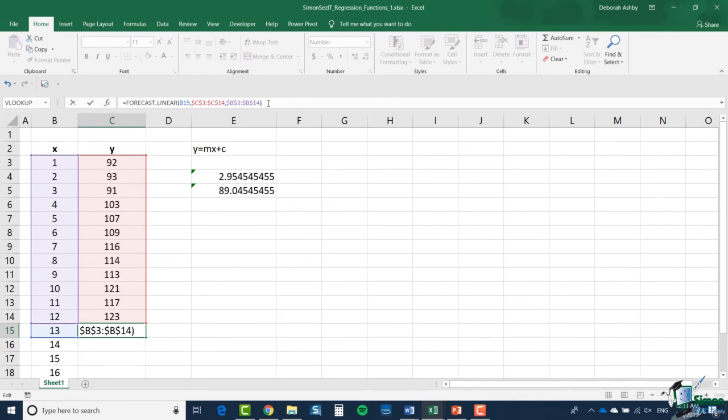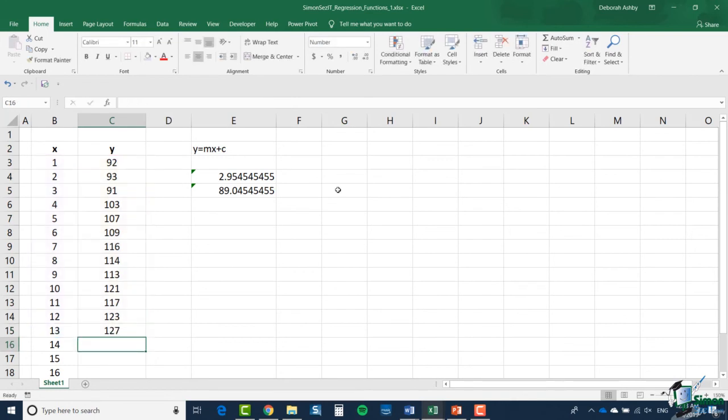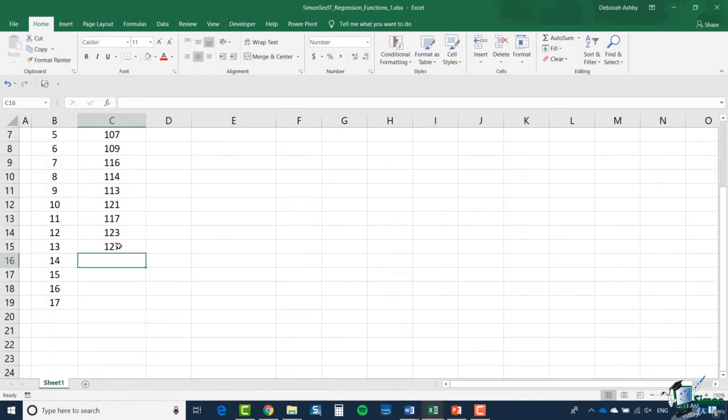And let's see what we get. Hopefully that's no particular surprise. Let me fill down. And of course we finish up with the same values.